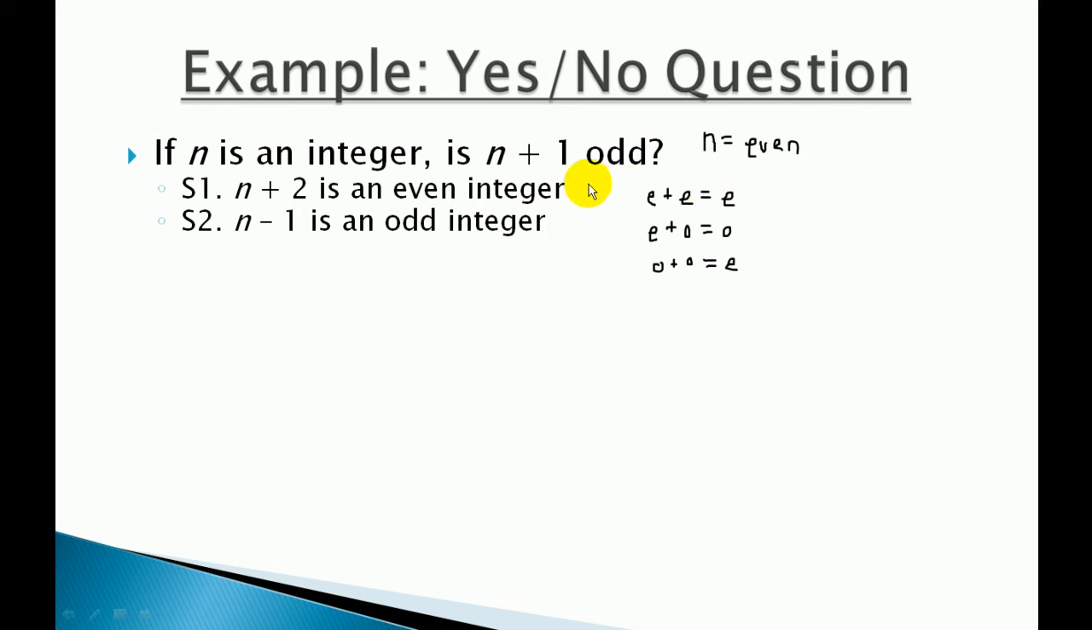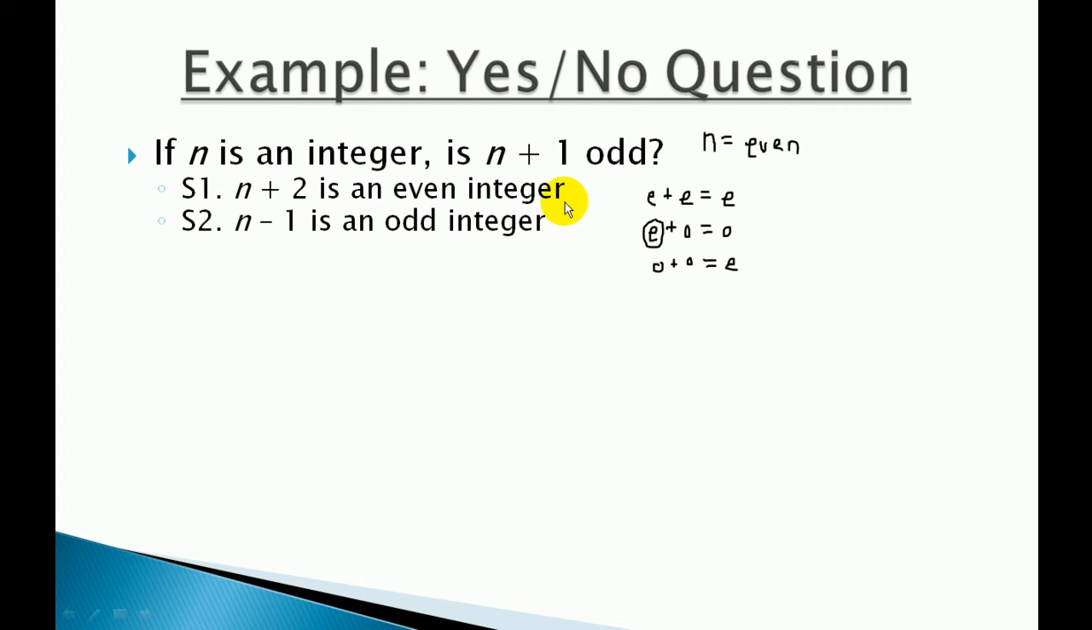When they ask, is n plus 1 odd? It's really asking, is n itself even? Because you're adding an odd number to n. So we have to evaluate the statements individually.